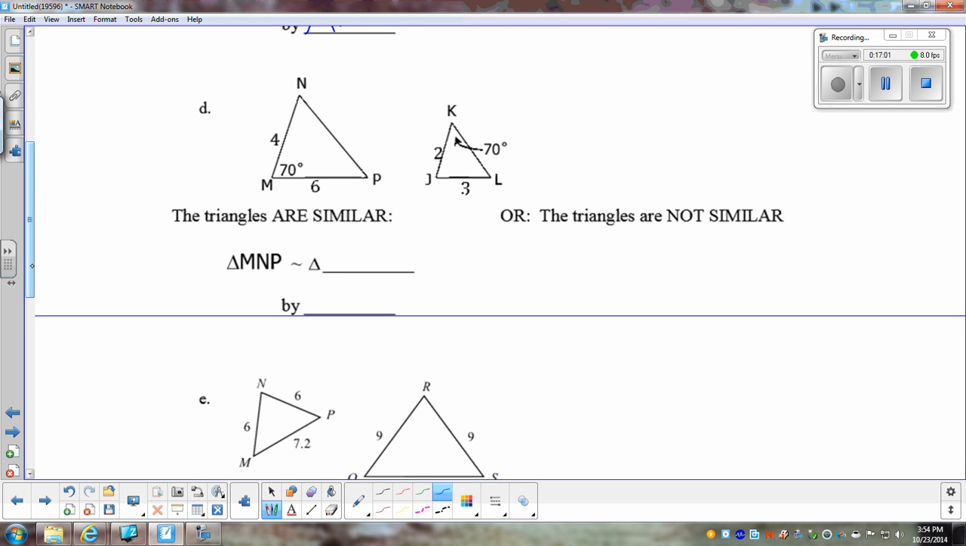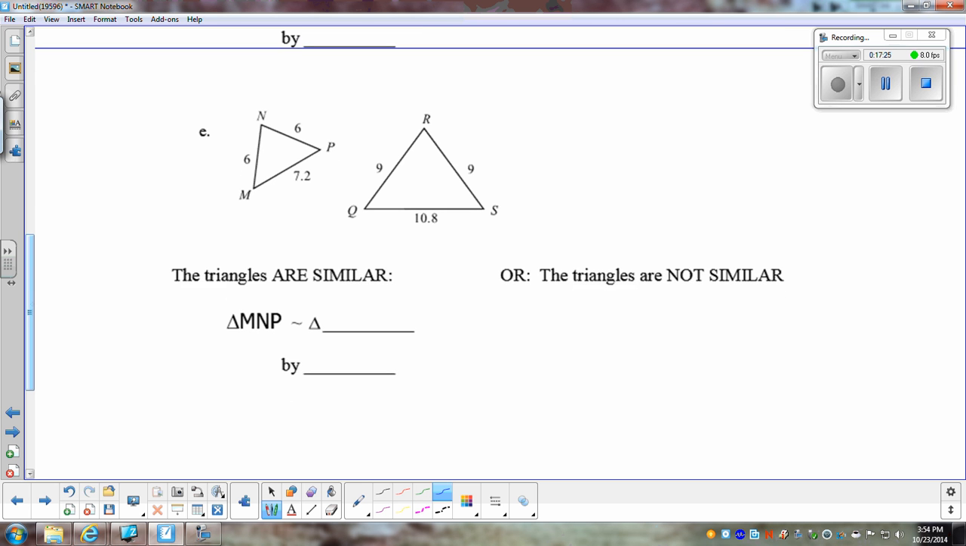Next problem. All right, this one I want to look at the angles in the big picture. My 70-degree angle is in between the 4 and the 6. In JKL, my 70 is not in between the 2 and the 3. So these are not similar because I don't have side angle side here.